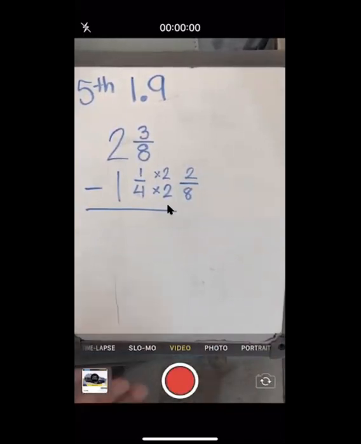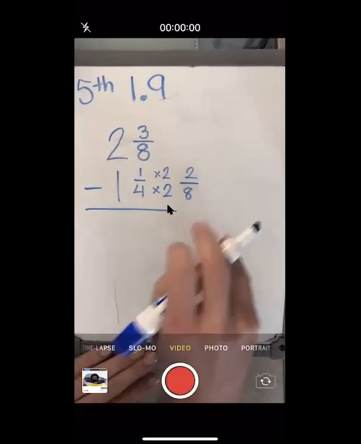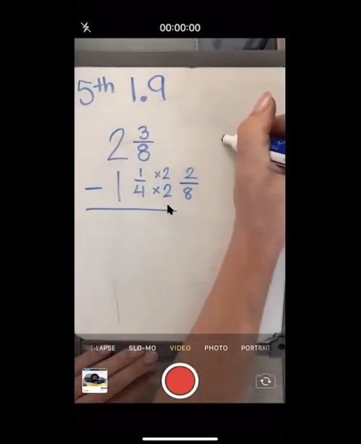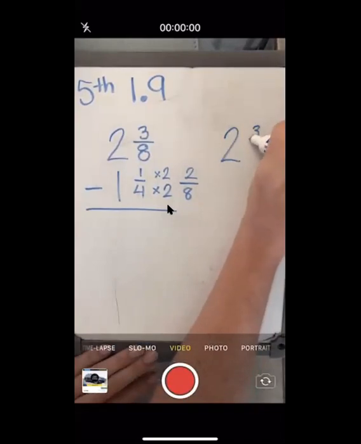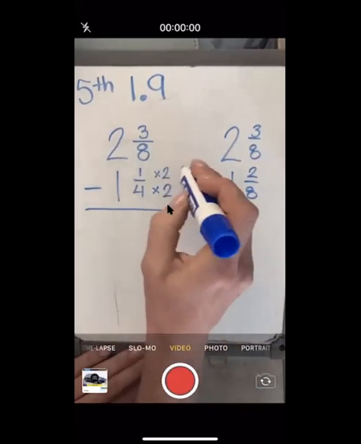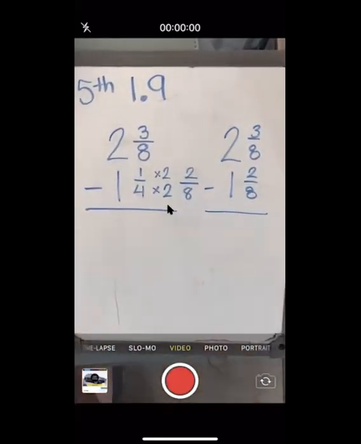If this is too much for you, off to the side, you can also rewrite the problem if you'd like. So if you want to rewrite it, put 2 3/8 minus 1 2/8. Some of you look at this and you're like, okay, I know, but others of you might want to rewrite it and make it a little cleaner. It's kind of up to you.